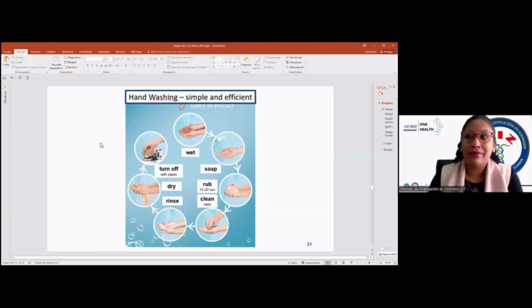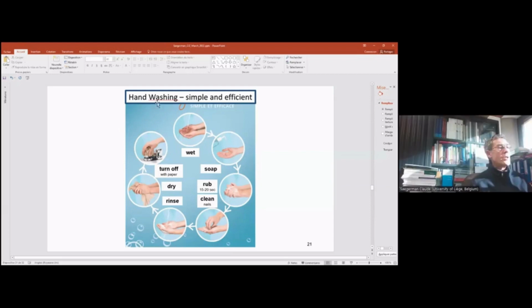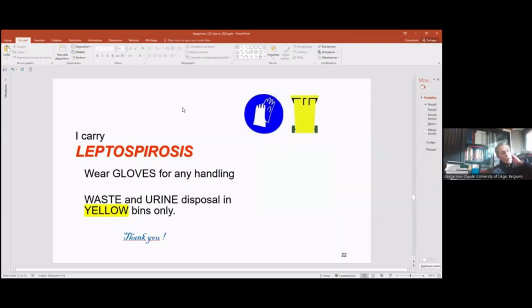The next slide is very important. Hand washing is very simple, but it's very efficient. For me, it's the day one skill for a vet student to prove that you wash properly. You have some pictures to show the rules for this. Also, there is the waste: if you have a syringe, for example, we need to deposit this waste in the appropriate equipment like this.